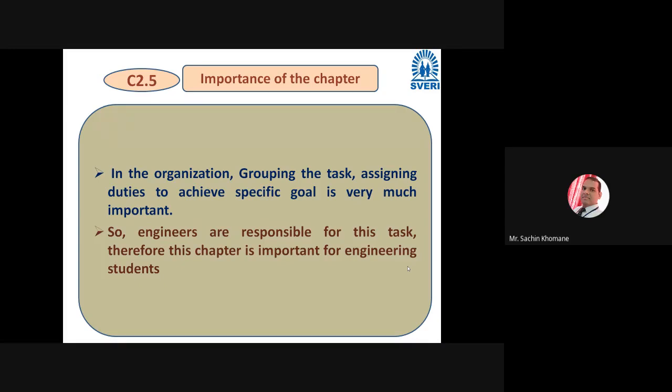You join any organization, organizing is the common task there. Okay, sometimes you will get one project, but you cannot handle one project alone. You need manpower and you have to assign the tasks. You have to group the tasks. So it is your role. That's why for you people, this chapter is important.